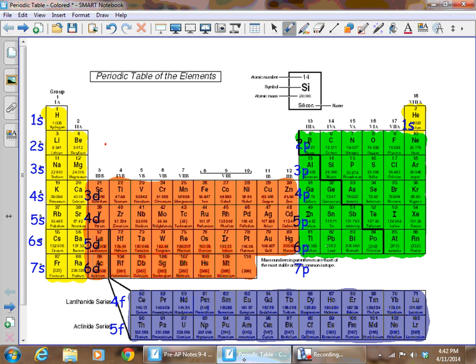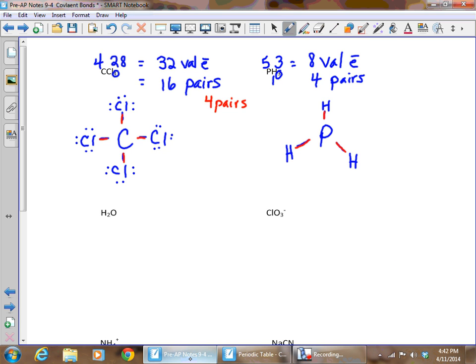Hydrogen is way over here in group 1A, and our rules say that if it's in groups 1A, 2A, or 3A, they're trying to give electrons away. They don't want any more. They won't take any more. Hydrogen never gets extra electrons. So if hydrogen won't take that final pair of electrons, who are we going to give it to?